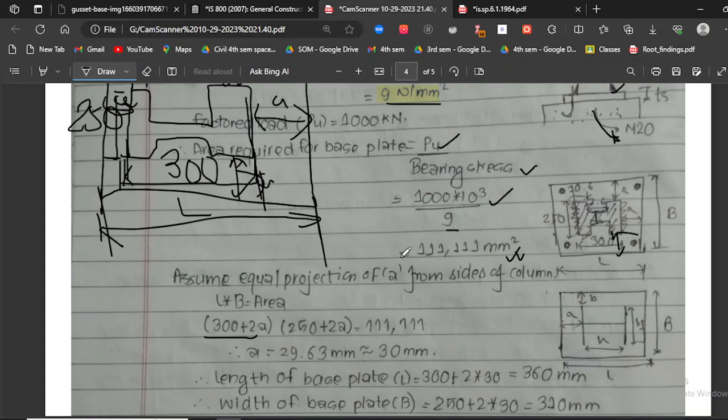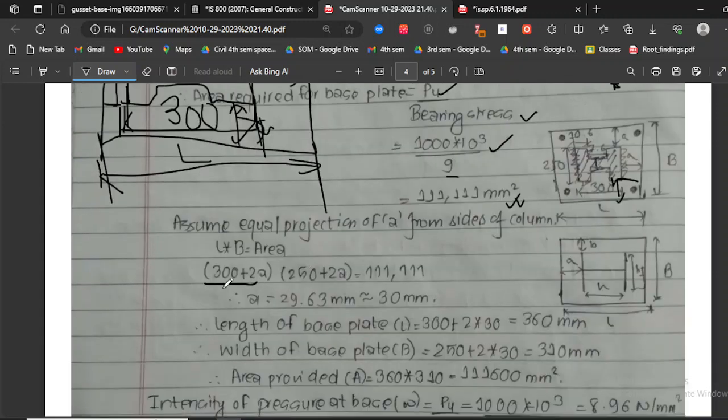So L is going to be equal to 300 plus 2A, and B is going to be equal to 250 plus 2A. So basically on solving this, we are going to get the value of our equal projections on all sides of the column, which is going to be A equals 29.63 mm. So we're going to take this as 30 mm. So now we have our length of base plate.